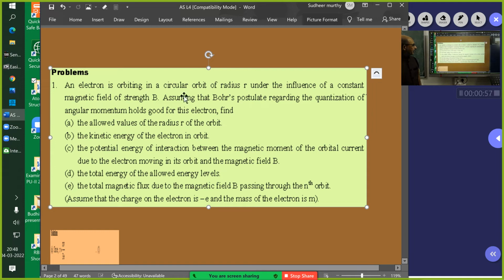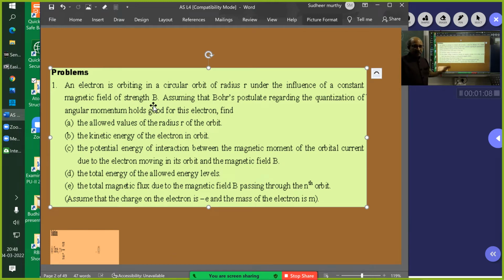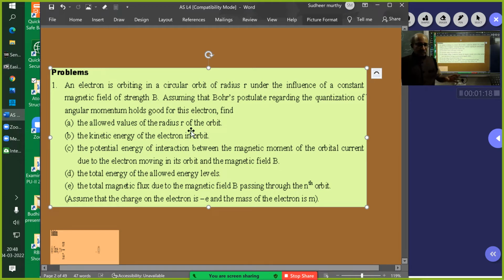So an electron is orbiting in a circular orbit of radius r under the influence of constant magnetic field. So you see, I have not yet covered this particular topic of a charged particle moving in a magnetic field. There is something called the Lorentz force. Okay, so if you have heard of that force, F is equal to q v bar cross B bar. I'm sure we have not yet done that. So therefore, I will not be able to solve this numerical because I have yet to teach that.